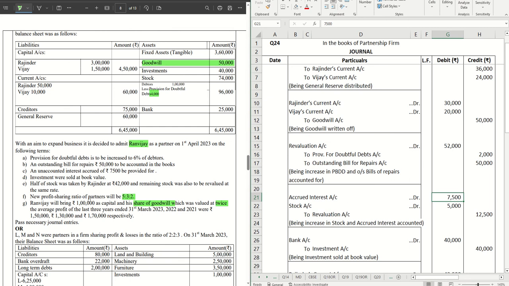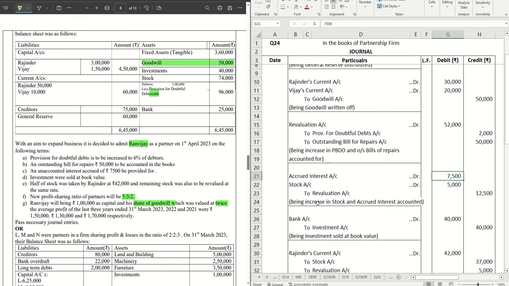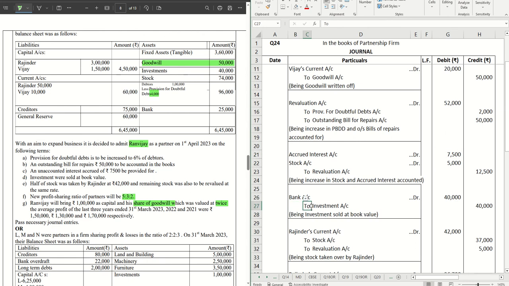Okay. Then what do we have? Number D. Investments were sold at book value. Straight away, a normal journal for that. Bank account debit to investments account 40,000. Okay, that is the book value we have. Straight away sold it off, and the journal entry is passed for that.